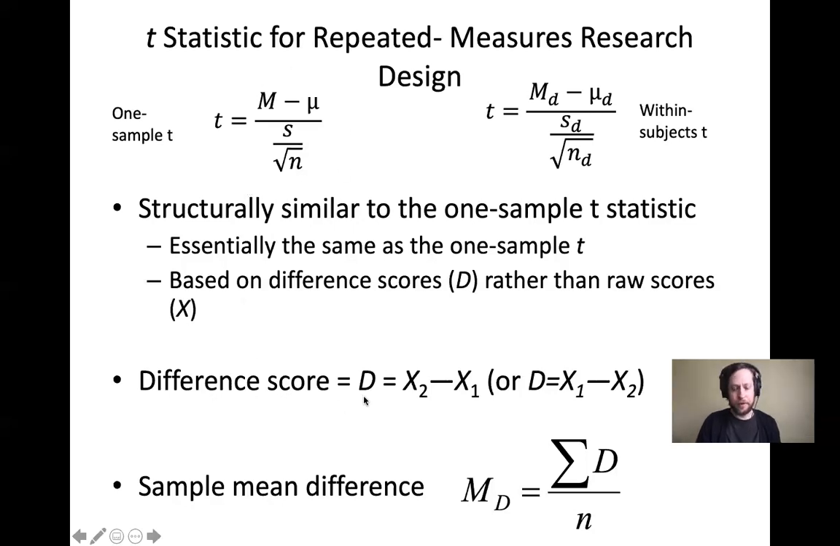So a difference score, D, equals, for a given participant, as I said, the simplest example would be there's two conditions. There's condition 1 and there's condition 2. I contribute a score to condition 1.